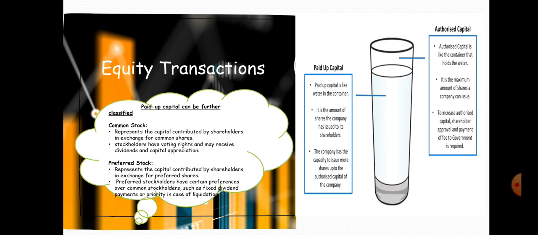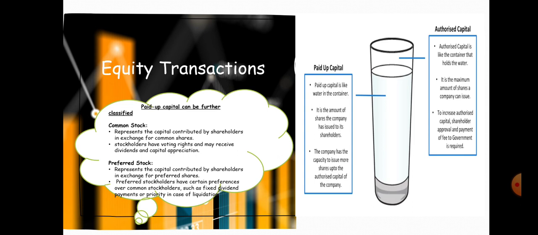So this shows authorized capital is like the container that holds the water. It is the maximum amount of shares a company can issue. To increase the authorized share capital, a shareholder must get approval and payment of a fee to the government is also required. Whereas paid up capital is like the water in the container.